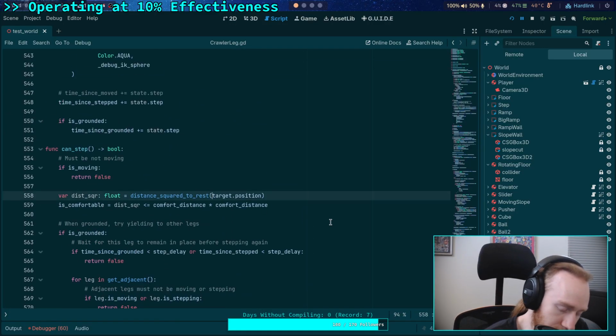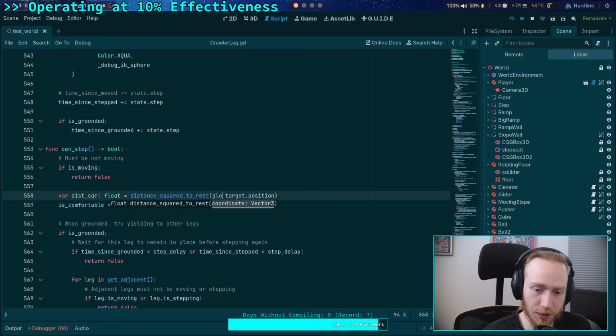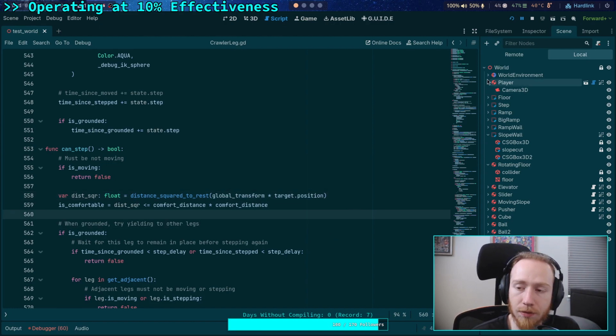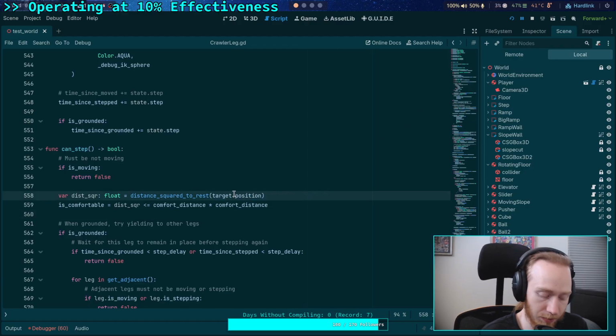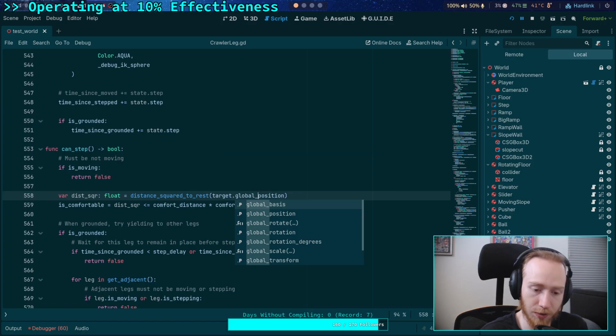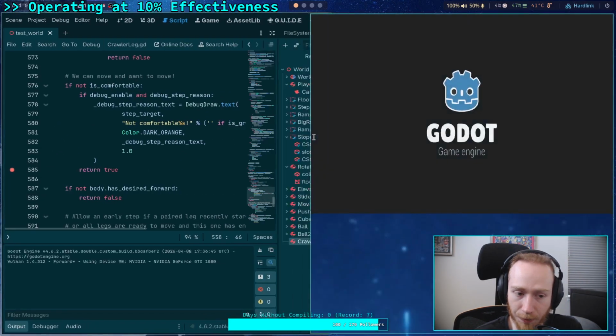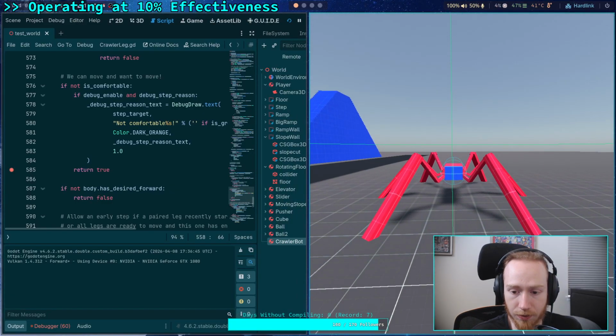Target position is relative to this, so I guess I should say global transform multiplied by that. Or actually, just do this more simply. Global position. Okay, so it shouldn't be trying to take a step right away.